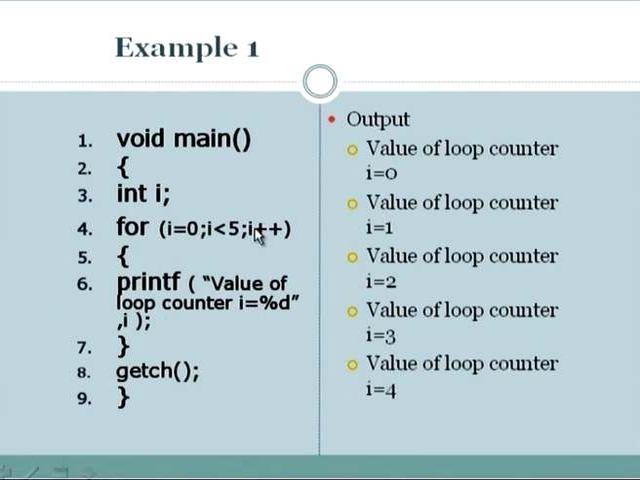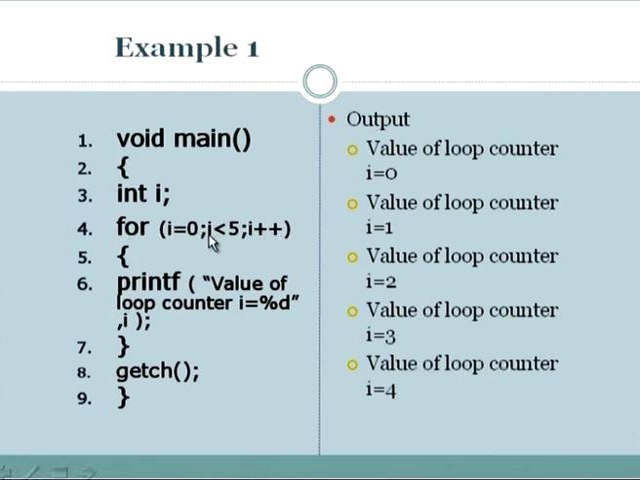After changing the value of I, the condition I less than 5 will be evaluated. As the current value of I is 2 and 2 is less than 5, therefore control will move inside the loop body, and thus again the current value of I, 2, will be displayed on the computer screen. When this cycle is completed, again control will jump to the increment operator, and there the current value of I will become 3.